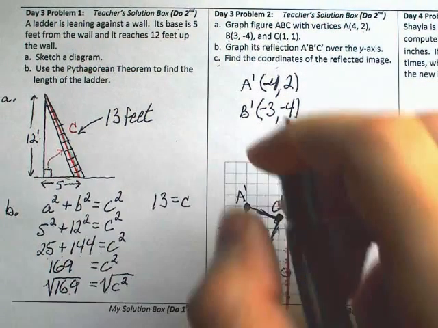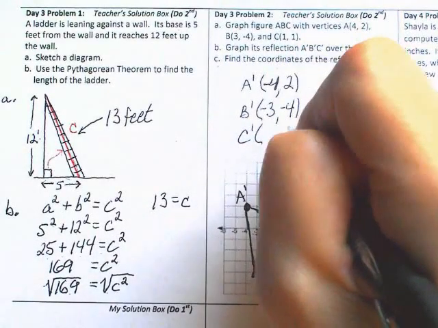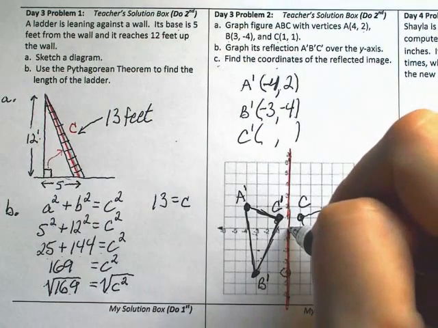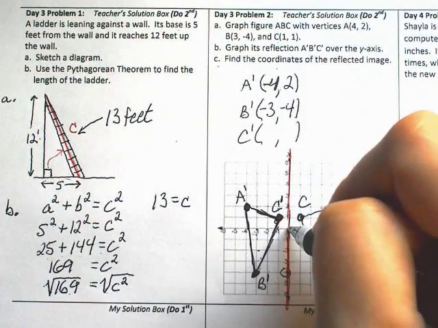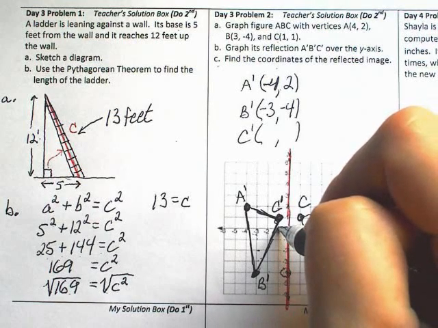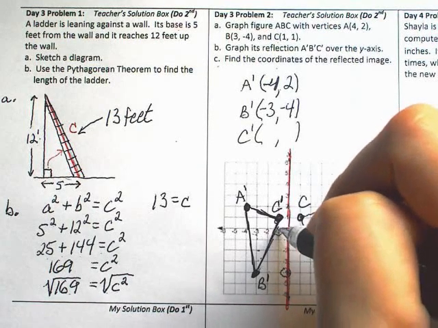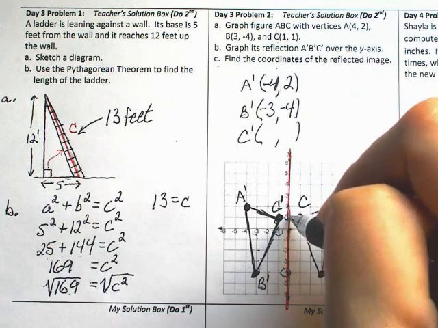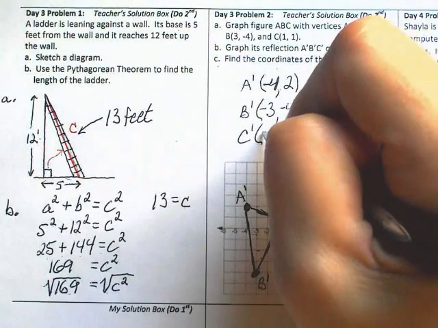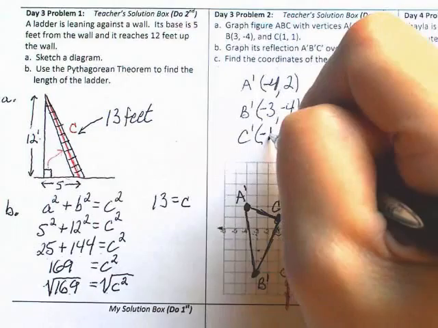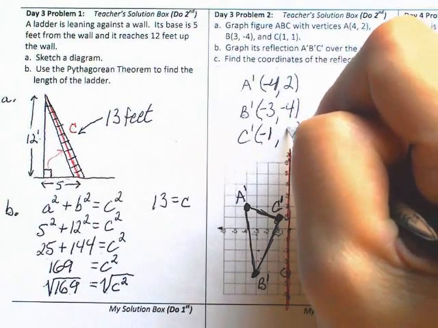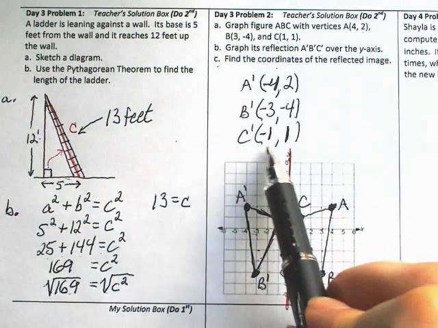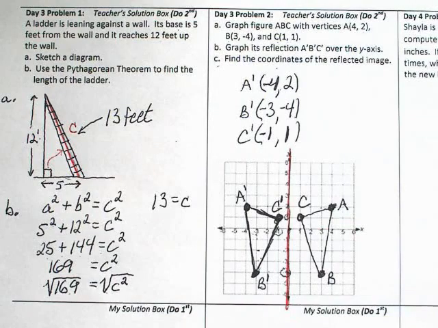And last, C prime. What are its coordinates? Well, here is the origin, and we would like to find the location of C prime. To do that, we have to go left just 1 unit. That's -1 on the x-axis, and then up 1 unit to +1 on the y-axis. And so its coordinates are (-1, 1). So here is the answer to part C, where we were asked to find the coordinates of the reflected image.